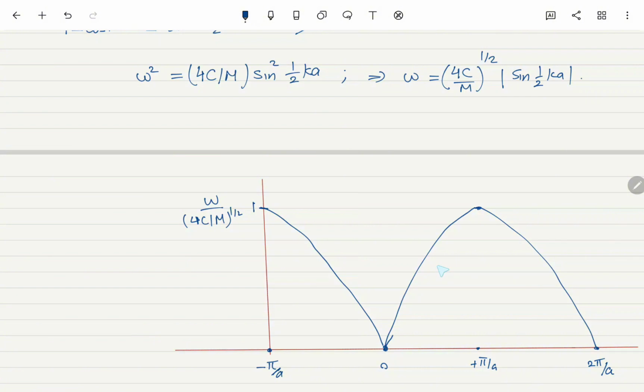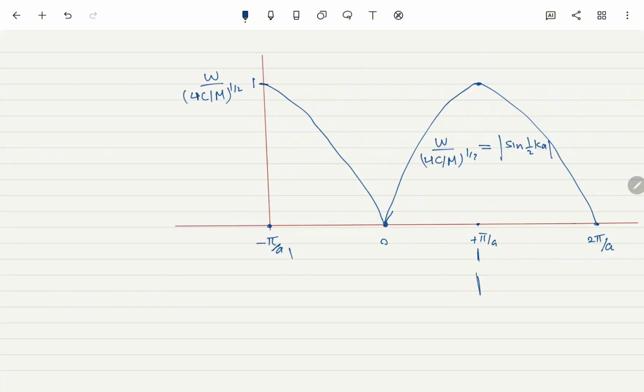So omega over 4c over m to the power half is actually equal to sine half Ka. And this is one right here. And remember, this is the first Brillouin zone, and this one here is K. Now back to the equation, let's just rewrite it. Us plus minus 1 equal to u exponential iska exponential plus or minus ika.